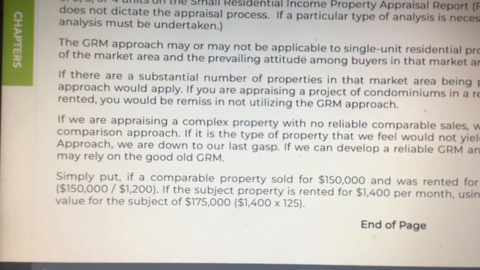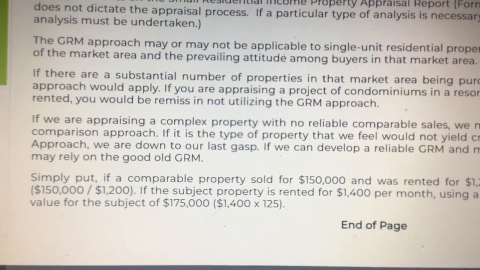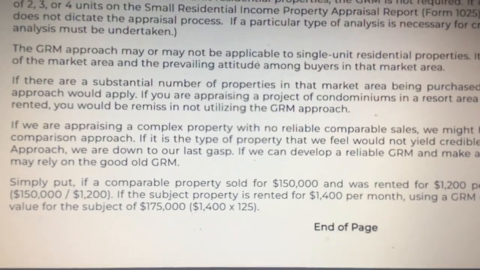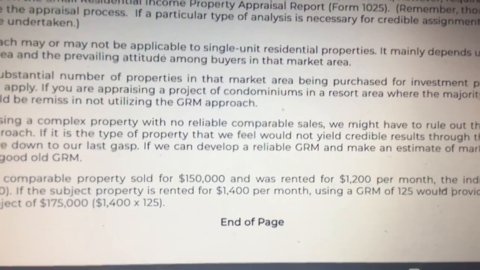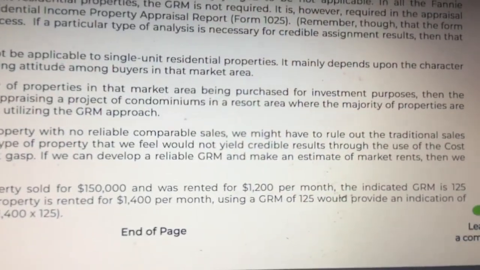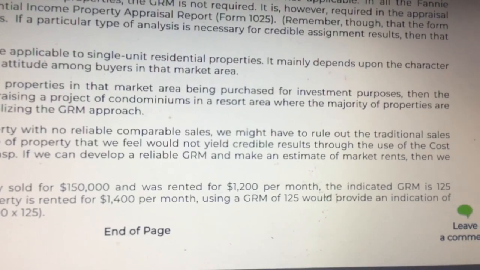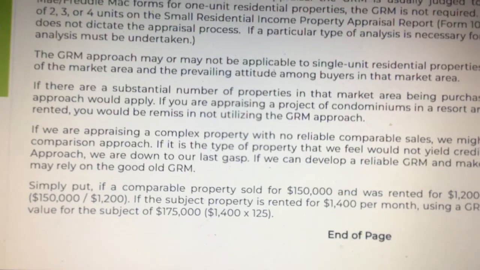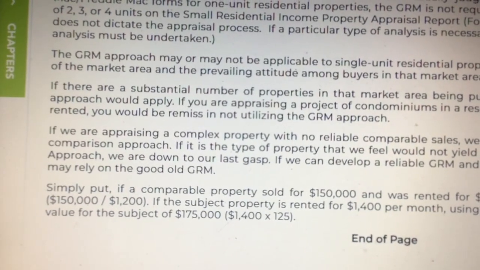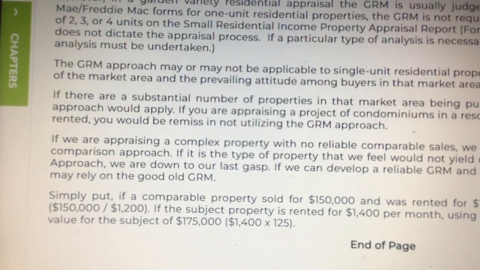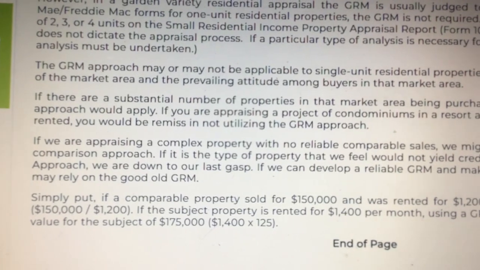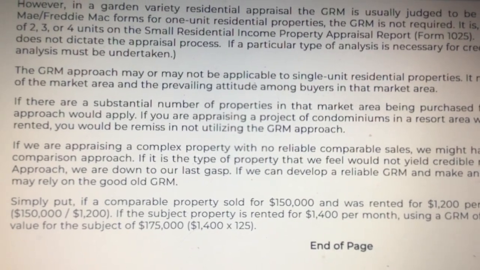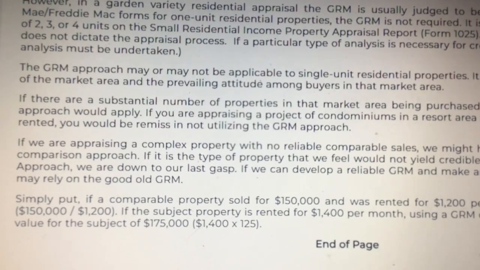Simply put, if a comparable property sold for $150,000 and was rented for $1,200 per month, the indicated gross rent multiplier is 125. You take the $150,000 price and then you divide it by the $1,200 rent. That's how you get that.